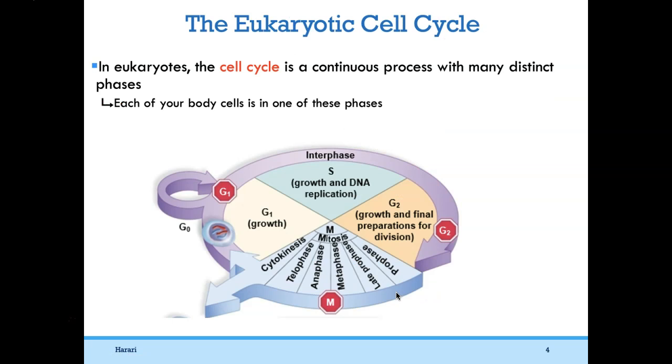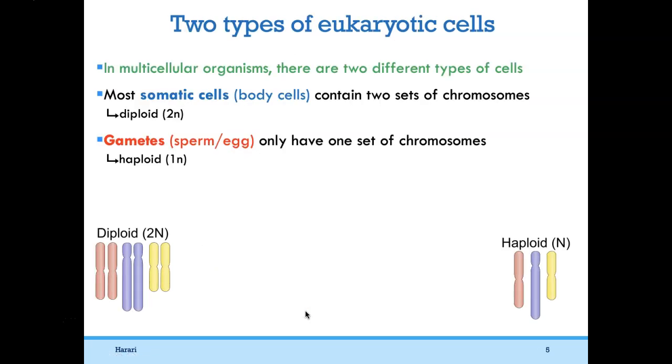In eukaryotes, the cell cycle is a continuous process with many distinct phases. So the cell cycle is like a clock, and each of your body cells is in one of these phases right now. So we're going to talk today about the cell cycle and what each of these phases do and why they're important. Before we talk about that, I want to break down the two types of eukaryotic cells we have in our bodies. So in multicellular organisms, there are two types of cells.